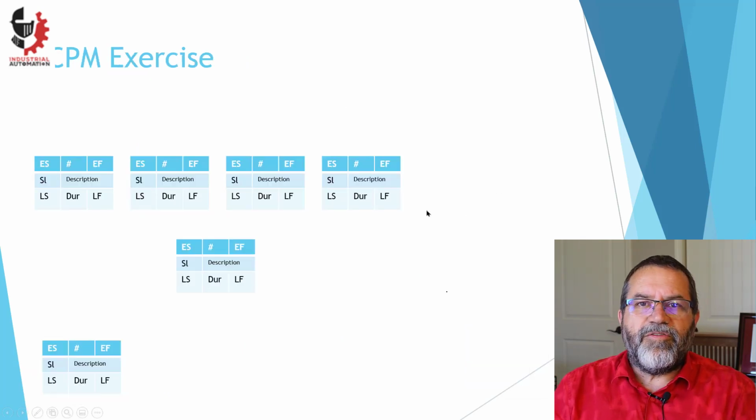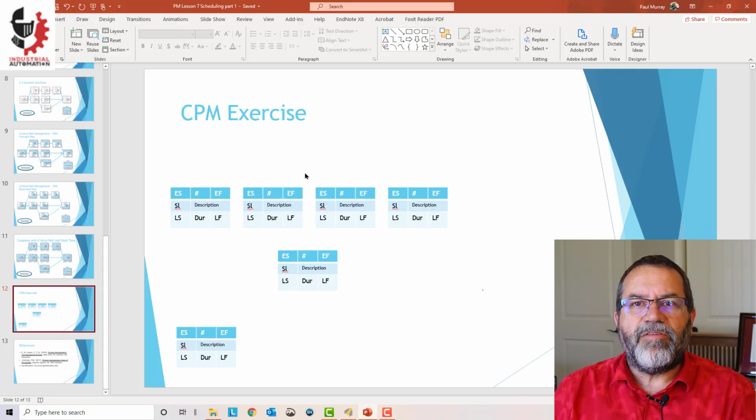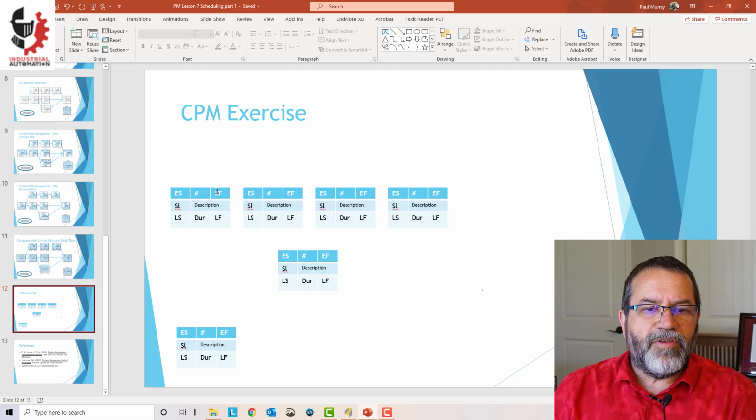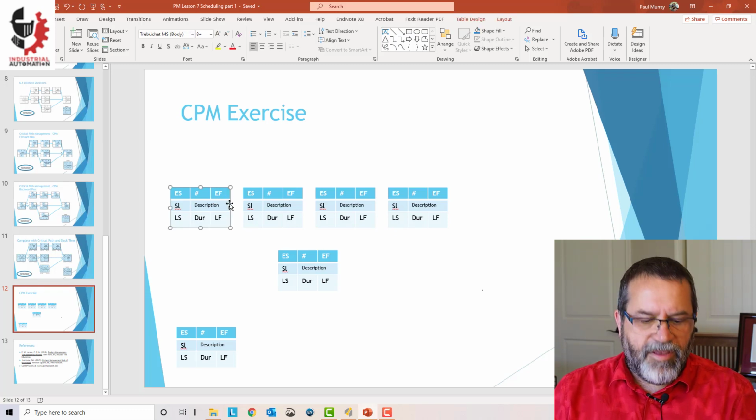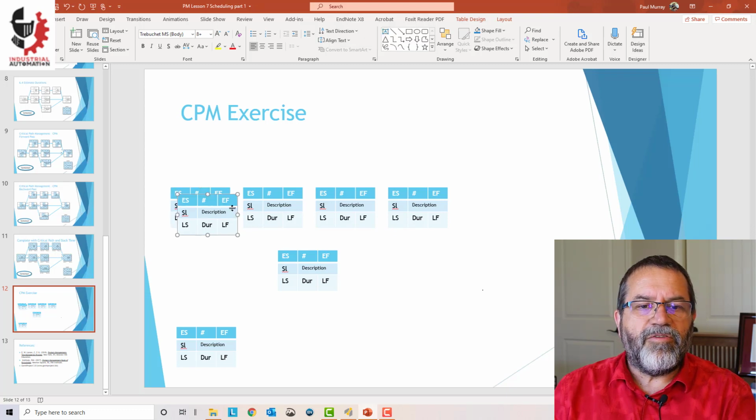There's an exercise for you to do on doing critical path management, CPM. I've included a template in PowerPoint that you might want to use. So let me show you how to use that. Each one of these is a little table, and you can click on it and then go Control D for duplicate, and that'll make a duplicate copy, and then you can move that around.